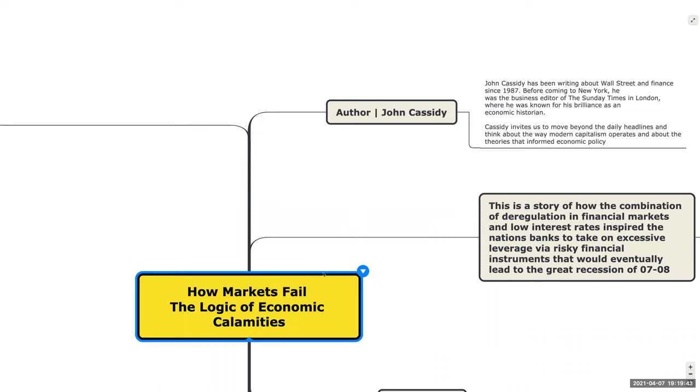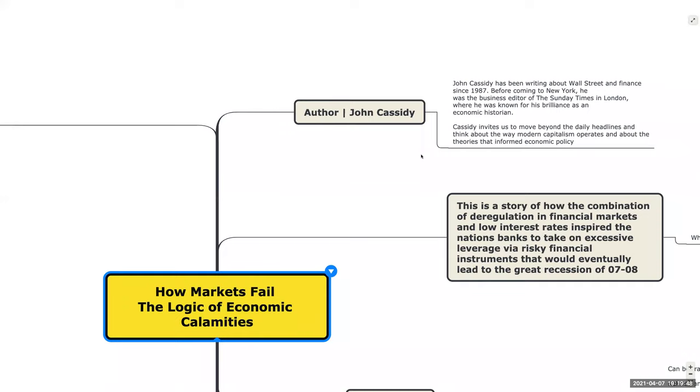How Markets Fail was written by John Cassidy. He's been writing about Wall Street and finance since '87. Before coming to New York, he was the business editor of the Sunday Times in London, where he was known for his brilliance as an economic historian. He regularly invites us to move beyond the daily headlines and think about the way modern capitalism operates and about theories that formed economic policy.